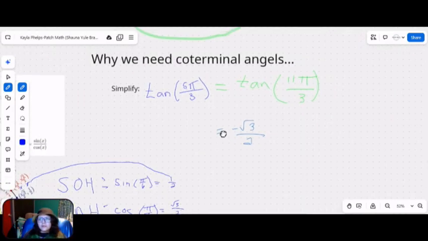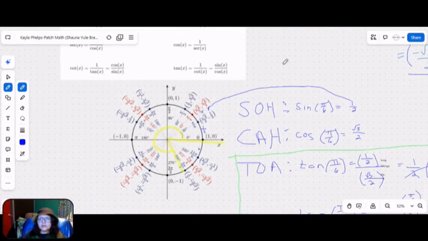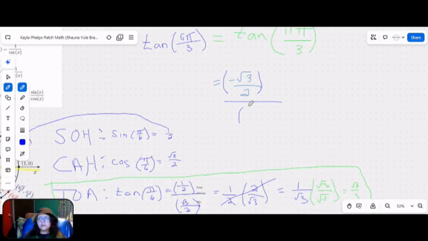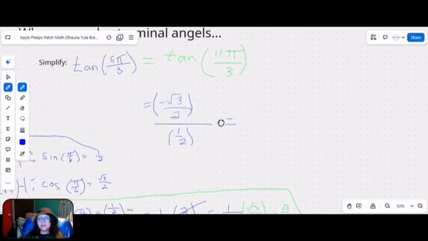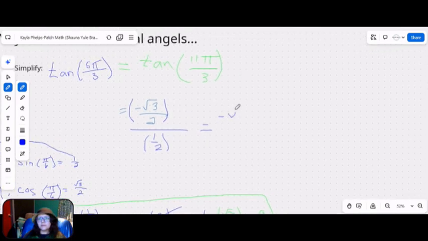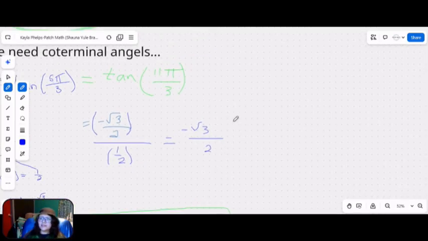And we are going to divide that by the x, so y's over x's: 1 over 2. And we end up with keep, change, flip: negative square root of 3 over 2, division becomes multiplication, and this becomes 2 over 1. We only have multiplication and division happening now. In PEMDAS, those are treated equally. We can choose to do that division first, leaving us with negative square root of 3.